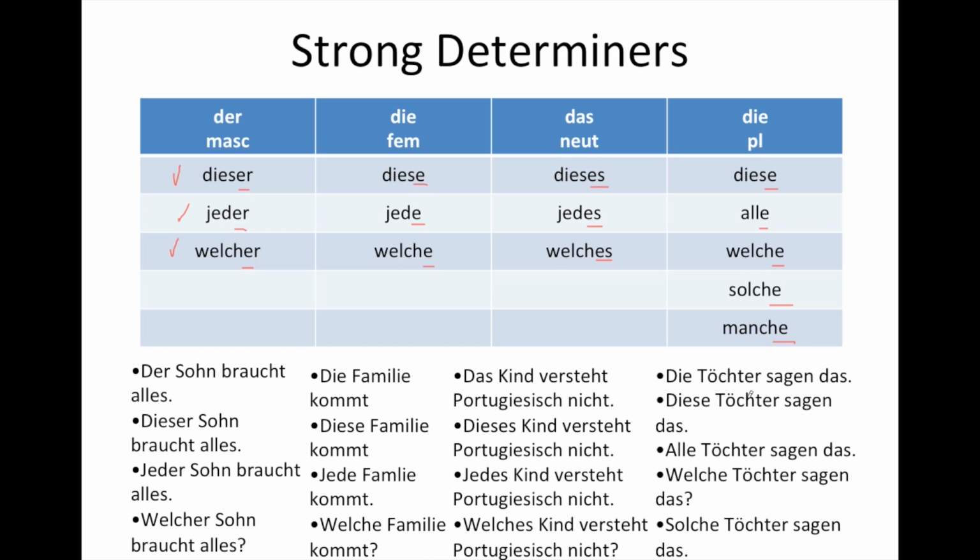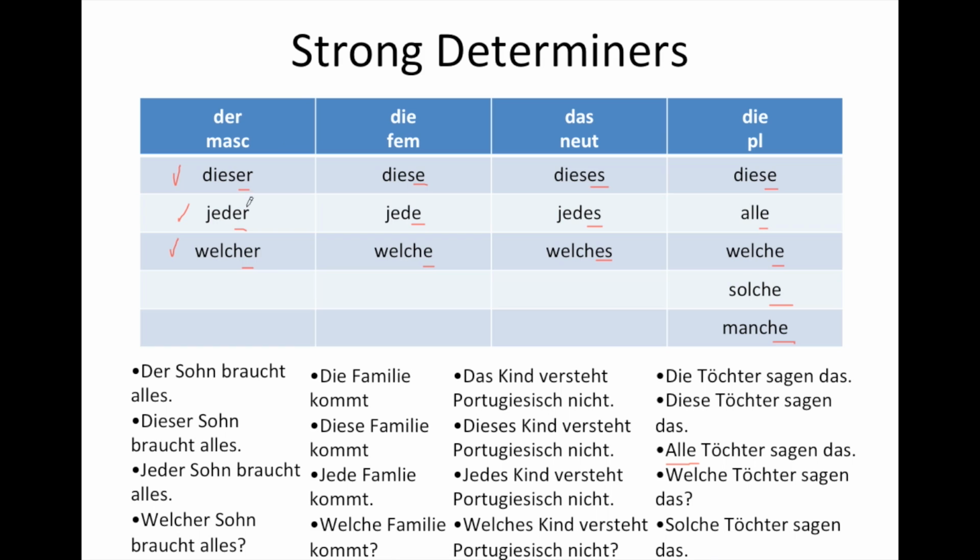Die Töchter sagen das. The daughters say that. Diese Töchter sagen das. These daughters say that. Alle Töchter sagen das. All daughters say that. Because we can't really say every daughters understand that. So for plural nouns, we have to say, alle Töchter sagen das. Welche Töchter sagen das? Which daughters say that? Solche Töchter sagen das. Such daughters. Manche Töchter, many daughters, or some daughters sagen das.